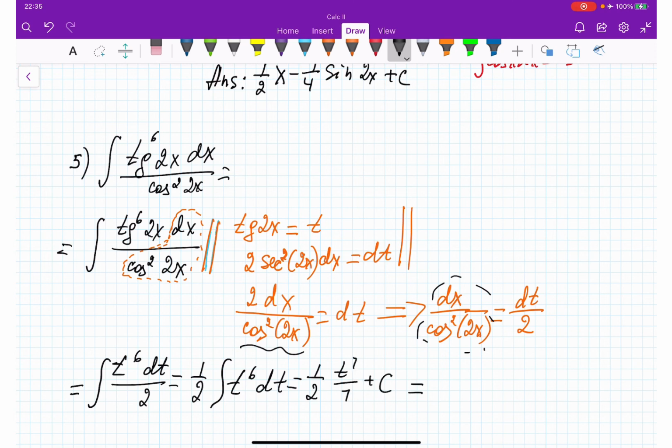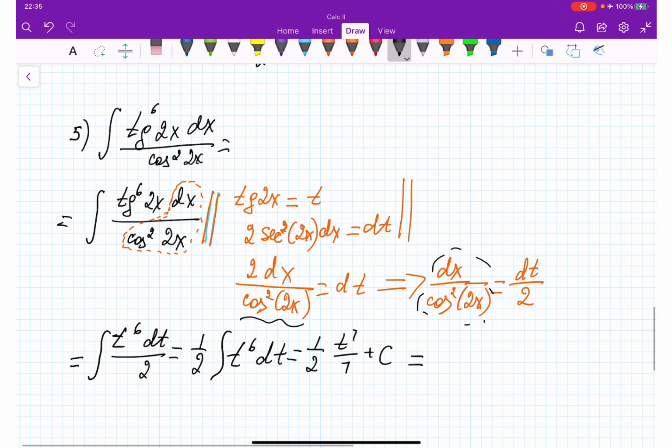And we bring back our t, replaced with tangent of 2x. First of all, the constant is going to be 1 over 14. Okay, t to power 7, instead of t, tangent to power 7 of 2x, plus c.